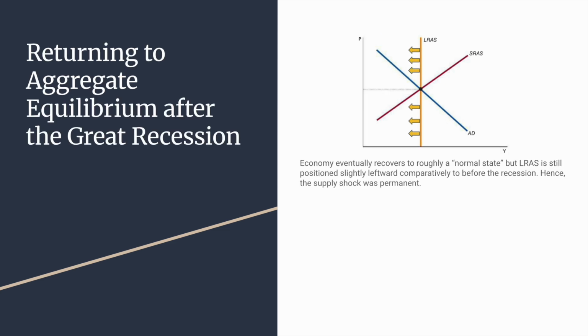The Great Recession didn't just cause a temporary downturn, it created a permanent shift in economic capacity. The financial collapse forced many businesses to shut down permanently, leading to a loss of capital and productive resources. Millions of workers were unemployed for extended periods, and many never returned to the workforce, reducing the labor supply.